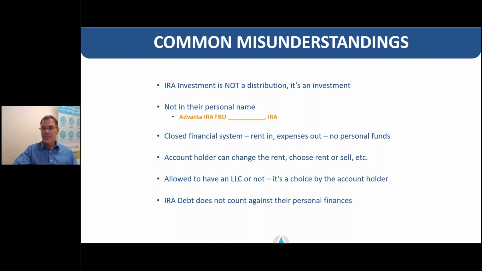LLCs are allowed as a subset of your IRA, but they are not required. I do get that misconception sometimes. So you can have an LLC as part of your IRA investment strategy, but you don't have to. It's another strategy decision that the account holder makes. And IRA debt: because your IRA is a separate financial entity from you personally, when it takes out debt, it is not part of your personal financial world. It's actually a separate financial entity. So the IRA debt really doesn't count against your personal finances, nor do any of the other activities that are occurring inside the account.